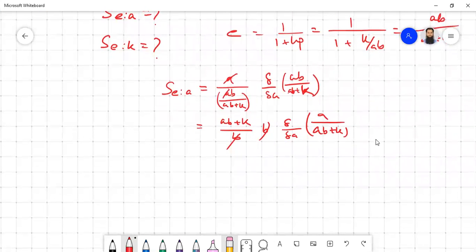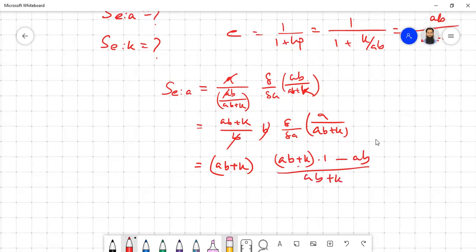Now, derivative formula, you have derivative of the division you have to apply. And then what we are going to get here is AB plus K dot 1 minus AB by AB plus K whole square. Okay, so this one getting canceled out. What is left is AB. AB is also canceled out. So what is left is K by AB plus K. So this is your sensitivity of the error with respect to the parameter A.